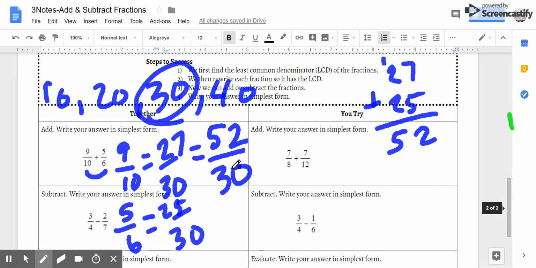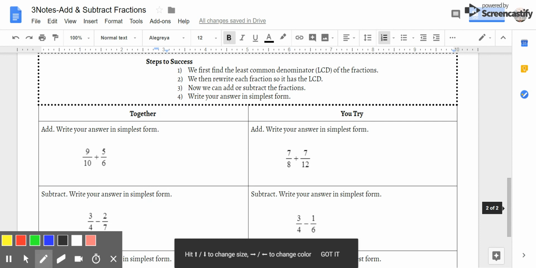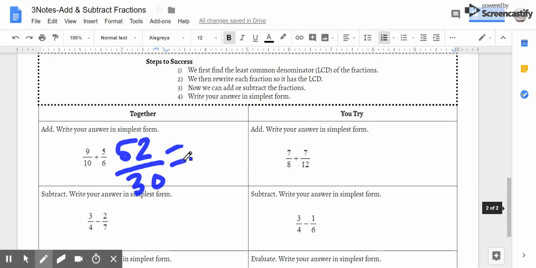Okay, and so now I just need to simplify this. And actually, I am going to clear so that I can now do 52 over 30. So again, I'm just going to leave this as an improper fraction. So I can divide both of those at least by 2, which would be 26 over 15. And I do believe that's in simplest form.